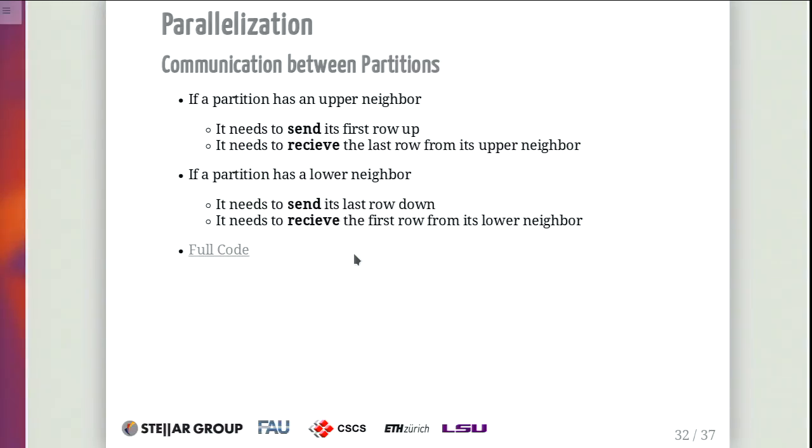So the communication between the partitions. Right, if you have an upper neighbor, you want to send the first row up and receive the last row from your upper neighbor, right? And if you have a lower neighbor, you want to send your last row downwards and receive the first row of your lower neighbor, right? Did you explain that you're parallelizing along the y-axis, so each node has a stripe of data along the y-axis, and that's why he's using up and down? Right.